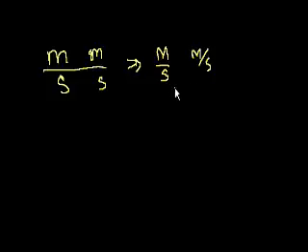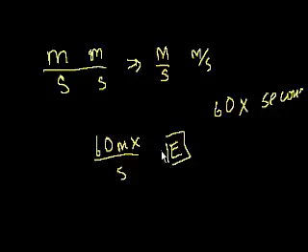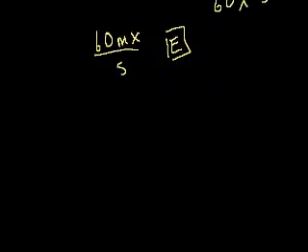How many meters does a cyclist travel in x minutes, which we know is 60x seconds. So you multiply the rate times the time, and you get 60mx over s, which is choice E. And it saved me that my original answer wasn't anywhere in any of the choices.